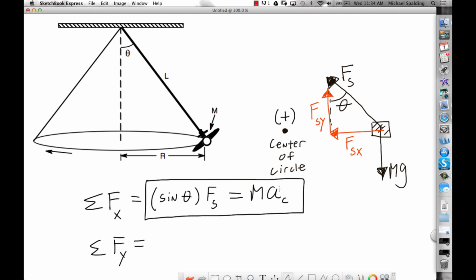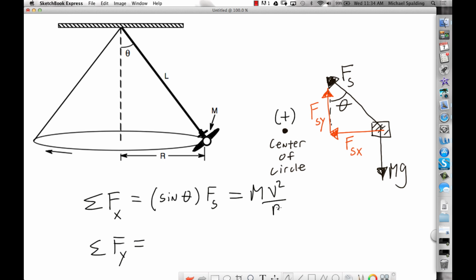Okay? And then, by the way, what can we plug in for centripetal acceleration? V squared over R. In fact, let's do that right now. Centripetal acceleration is V squared over R. So this is going to be m V squared over R.